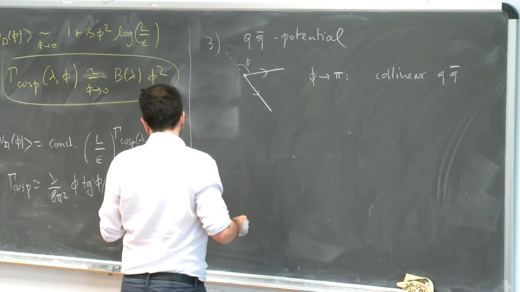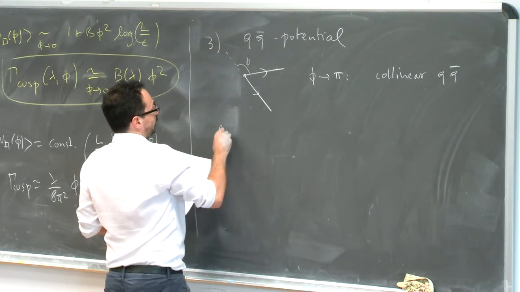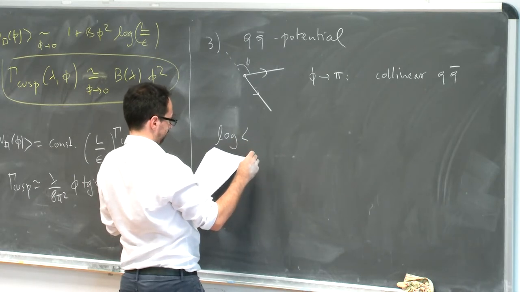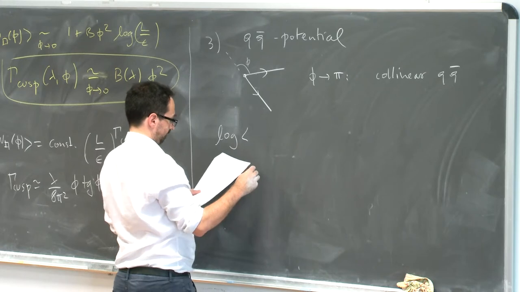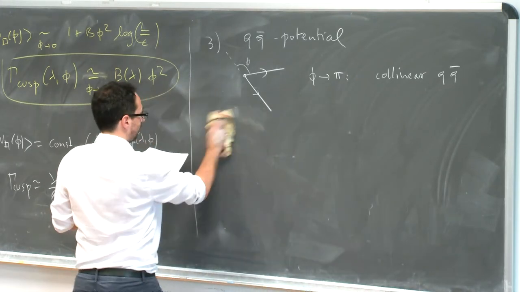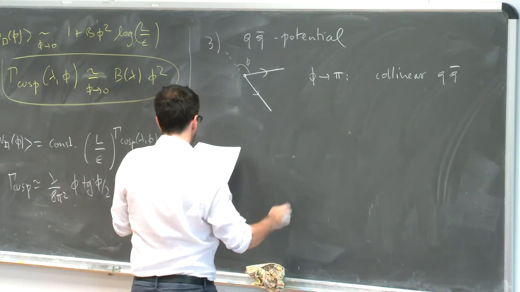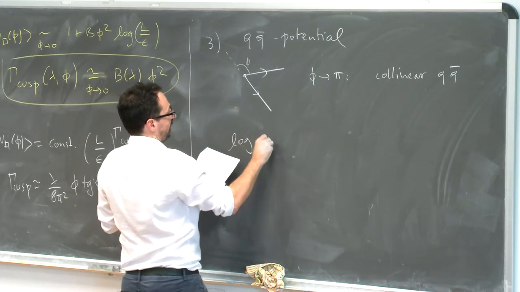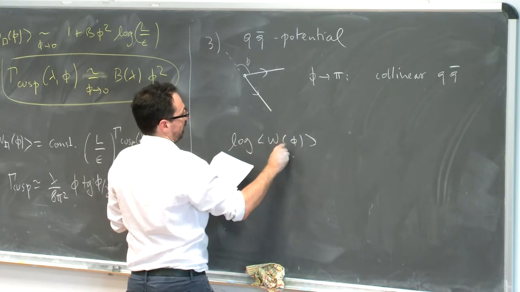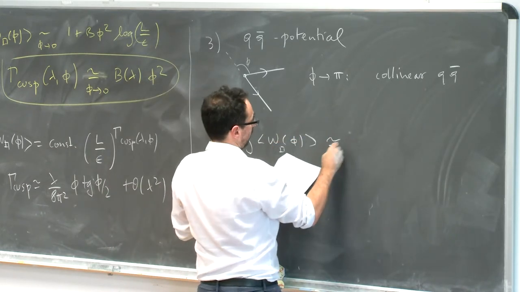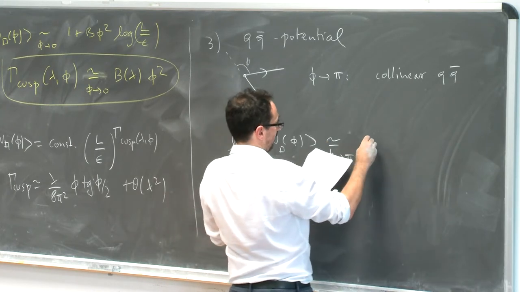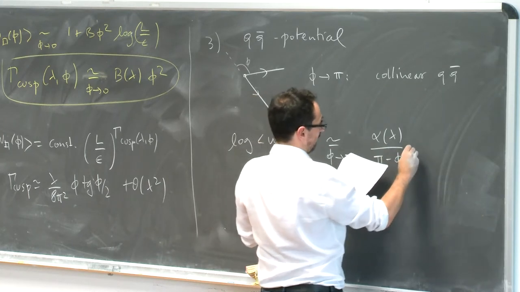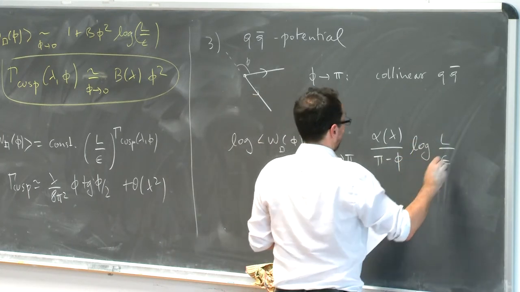OK, so now you can compute this. So for example, the log of w phi, let's say for particle semi-fundamental representation, when phi goes to pi, you can introduce some function alpha of lambda, pi minus phi, log L over epsilon.